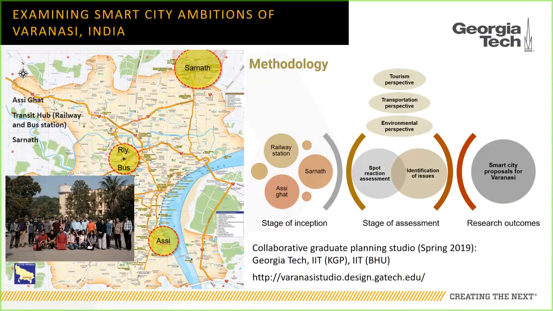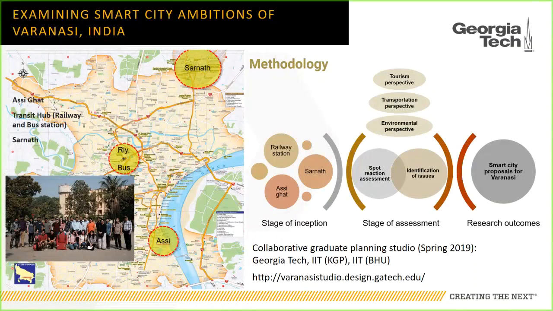So we have this map identifying three areas right here. We look at one around the Ganges River, in what we call the ghat section. The ghats are like the steps leading into the water. So it's a very sacred place. And we looked at the current state of where things are. In several years, they've made a lot of improvements in making these ghats more connected and cleaning up the place.